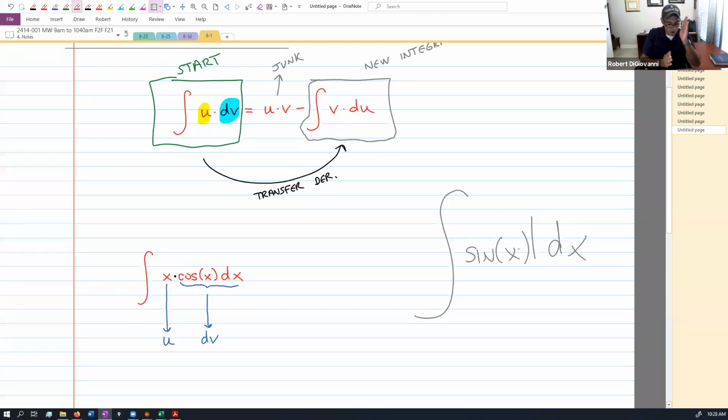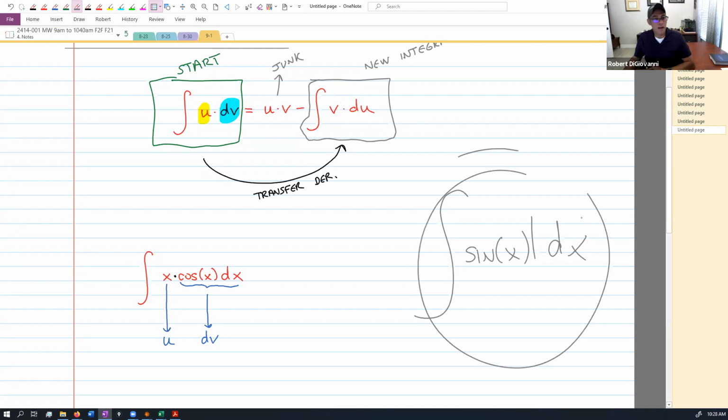Now you're visualizing this. You're saying, okay, I started with u being x, dv is cosine x. In the new integral, I'm going to have the derivative of x, which is 1, and then the antiderivative of cosine, which is sine. So I got sine times 1. I'm happy about that integral. We can do this integral. That's not a hard integral. That's just the antiderivative of sine. Does everyone see that? So at that point, you're like, yes, that should be what I do.